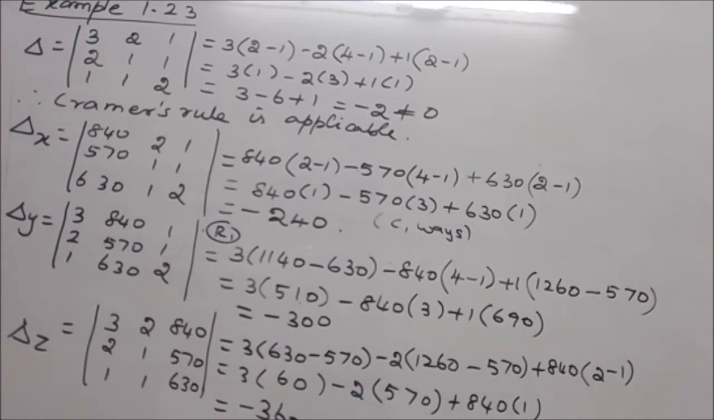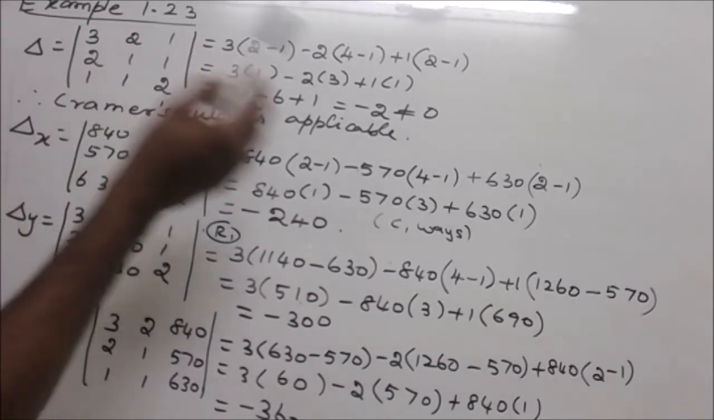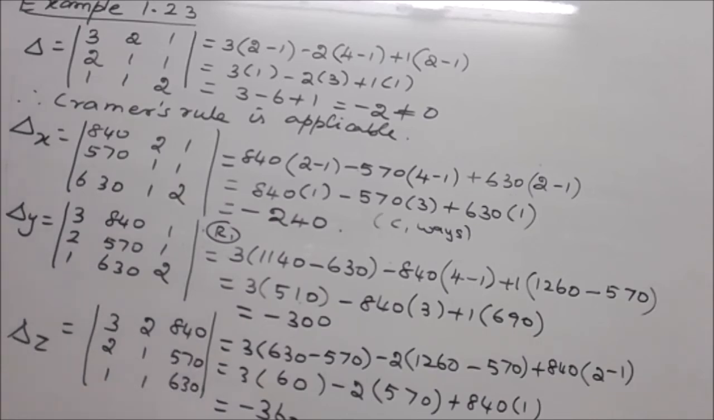Similarly, for delta z, replace the coefficients of z by the constants 840, 570 and 630, expanding with respect to R1. Here also I have chosen R1. 3 into (630 minus 570), minus 2 into (630, 1260 minus 570), then plus 840 into (2 minus 1). Simplifying this, we get 60 here, 570 and then 1 here. So we have the total sum as minus 360.